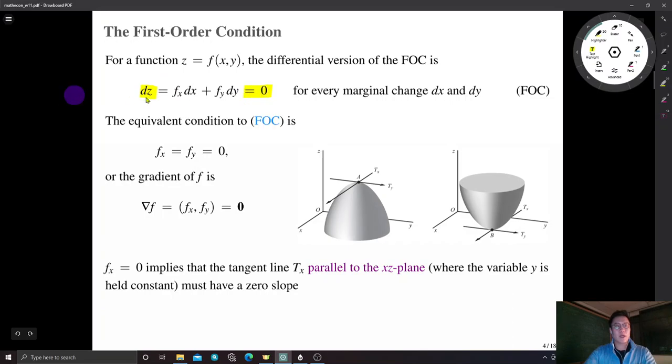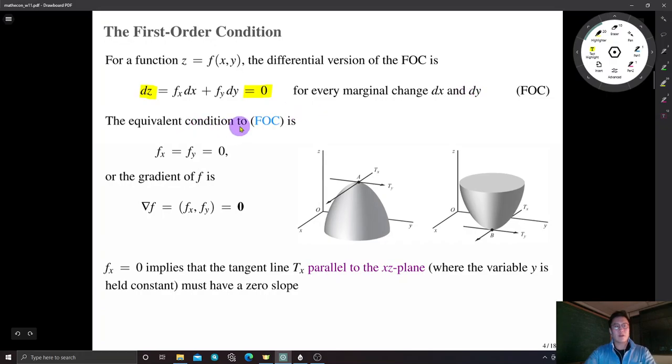Okay, but we know how to find the total differential for this type of function. So that's going to be partial with respect to x times dx plus partial with respect to y times dy. Okay? So the first order condition requires that this expression, the total differential, be equal to 0 for every marginal change, so for every pair of dx and dy.